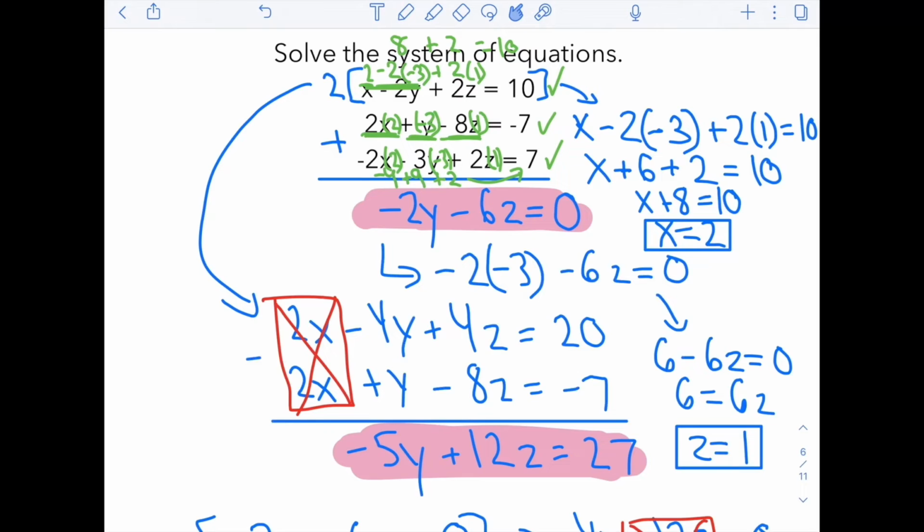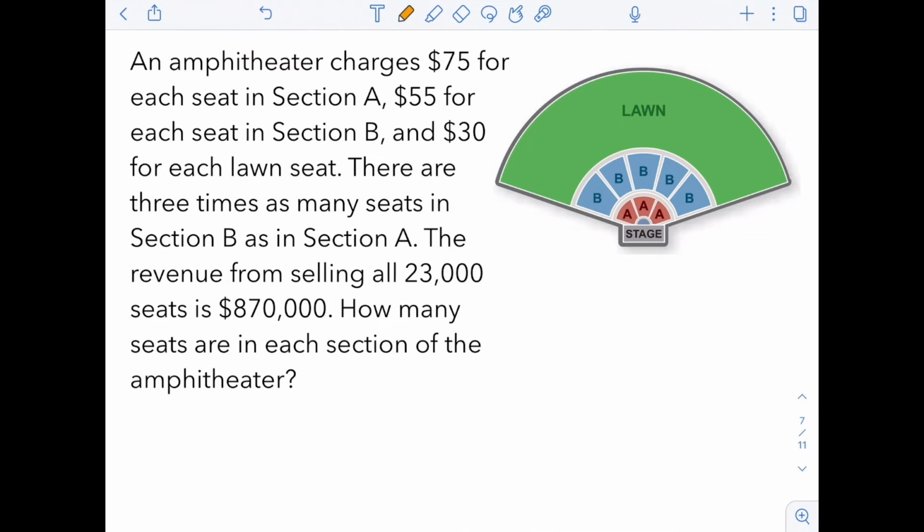Let's do another example. An amphitheater charges $75 for each seat in Section A, $55 for each seat in Section B, and $30 for each lawn seat. There are 3 times as many seats in Section B as in Section A. The revenue from selling all 23,000 seats is $870,000. How many seats are in each section of the amphitheater?